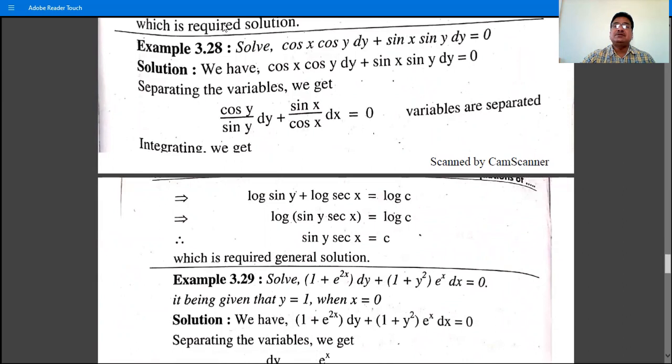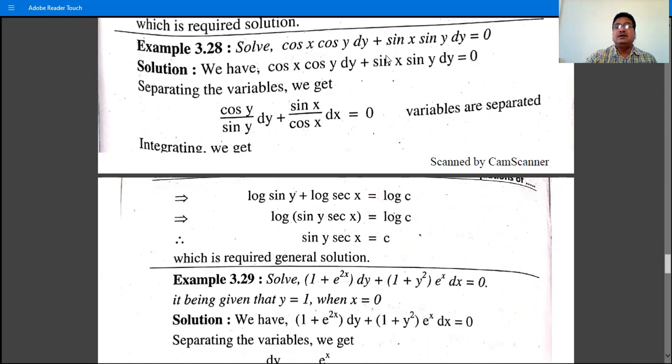Then next example, solve cos x cos y dy plus sin x sin y dx is equal to 0. Now we have to separate the variables. So dividing by sin y cos y, what we have is cos y divided by sin y, divided by cos x into cos y, cos x into sin y, divided by cos x into sin y.